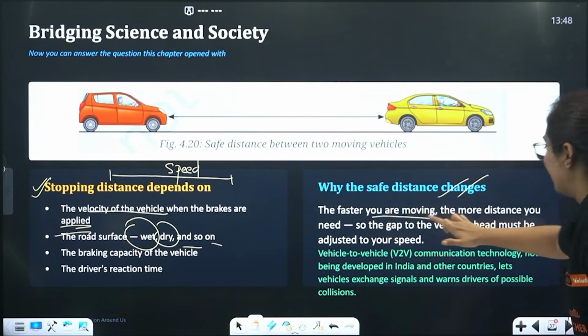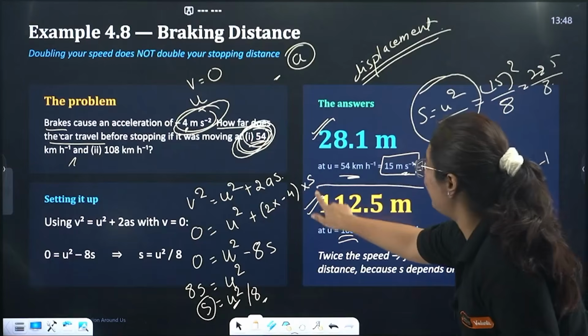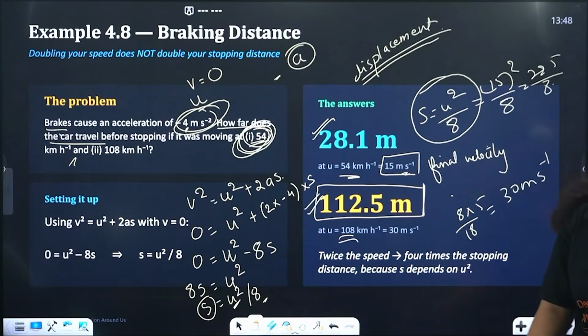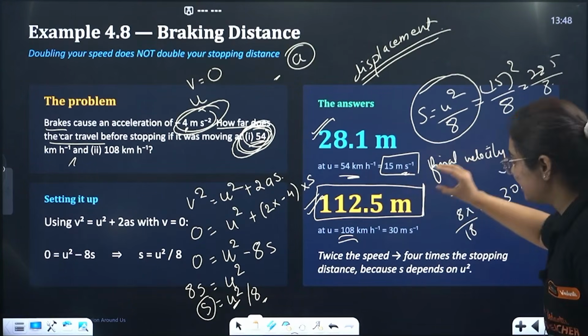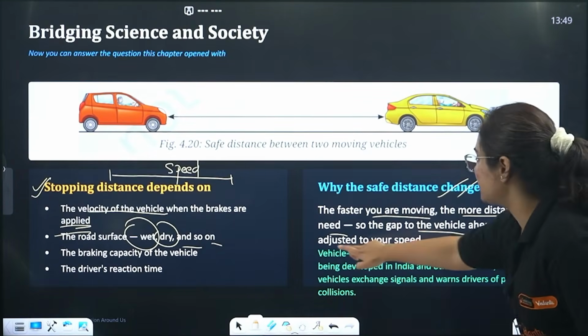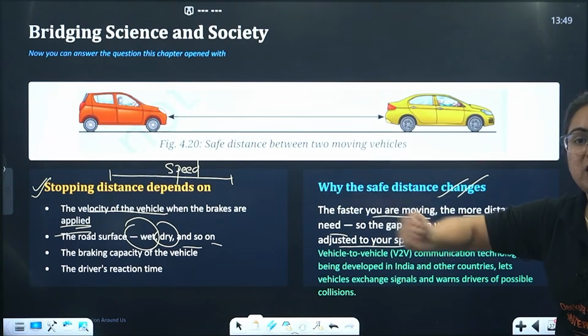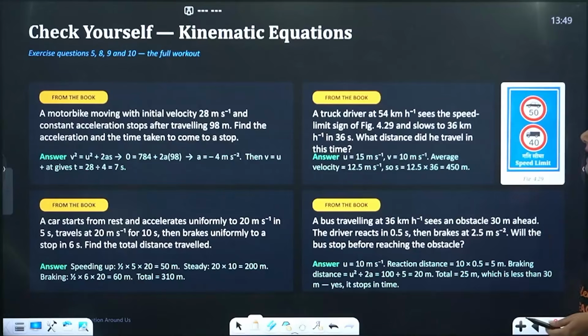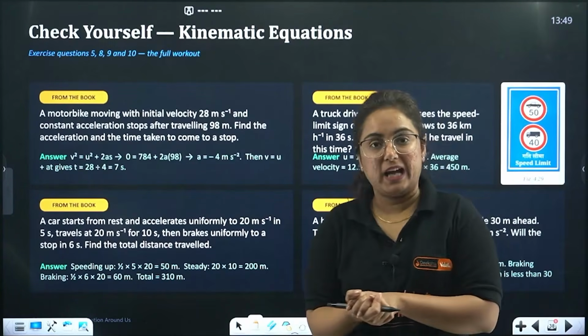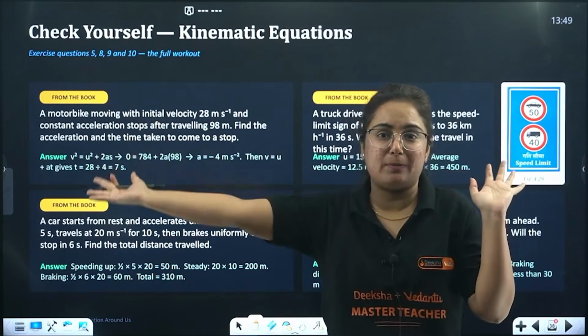Beta, the faster you are moving, the more distance you need. See, in the second case you were moving faster and hence you need more distance. Whenever your speed is double, you need more distance to cover after the brake. So the gap to the vehicle ahead must be adjusted to your speed. When you are increasing your speed, please give more distance from the vehicle in front of you. So these were three kinematic equations on which the entire chapter depends.